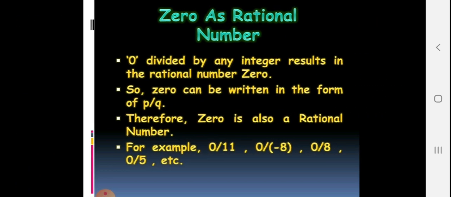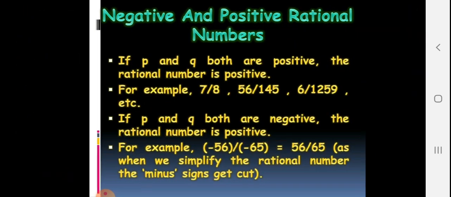Now, 0 as a rational number. So, 0 divided by any integer results in the rational number 0. So, 0 can be written in the form of p by q. Therefore, 0 is also a rational number. For example, 0 upon 11, 0 upon minus 8, 0 divided by 8, or 0 upon 5, etc.